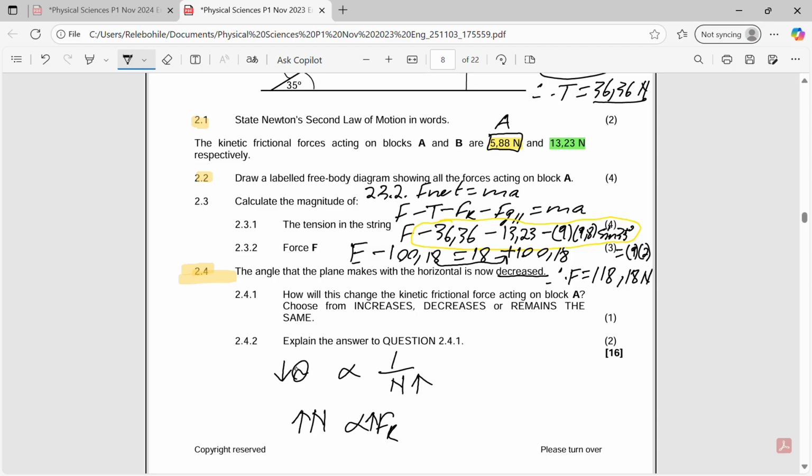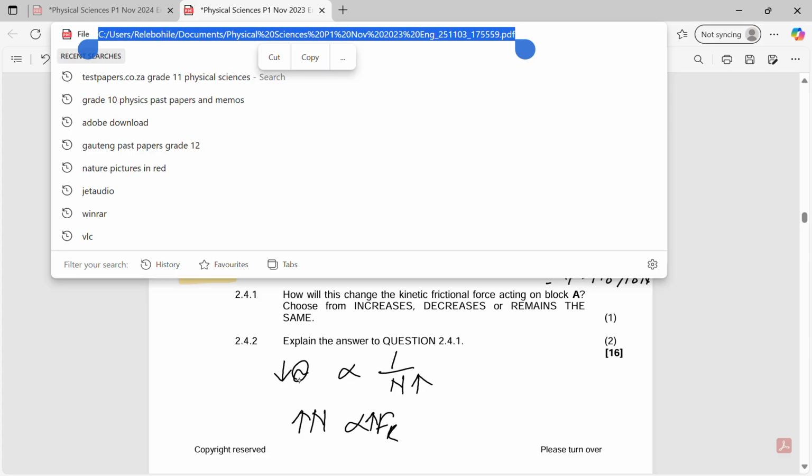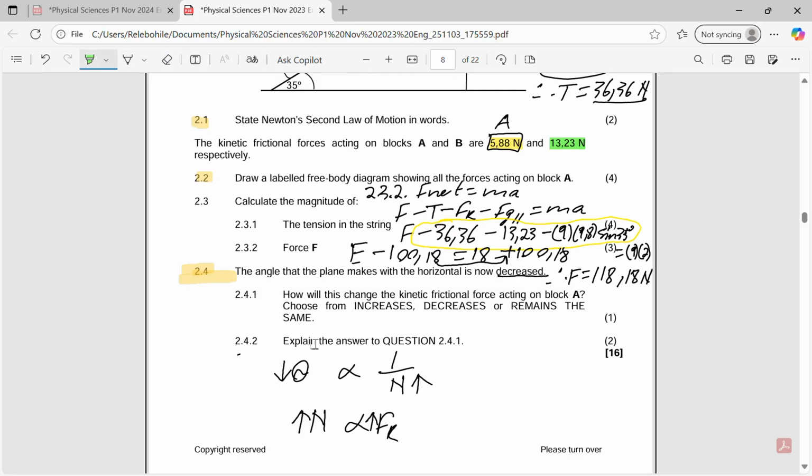But we start at looking at the relationship between our angle and the normal force, and we are saying that the relationship there is what? Inversely proportional. So a decrease in our angle, this angle here, means we are increasing the normal force, and if the normal force increases, that means the kinetic friction will also increase. So the answer we will go for in this case will have to be increases. Okay, our kinetic frictional force will have to increase.